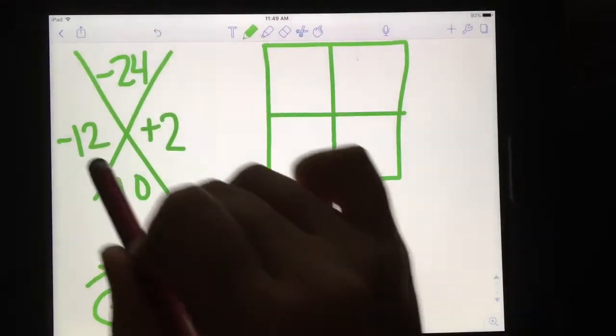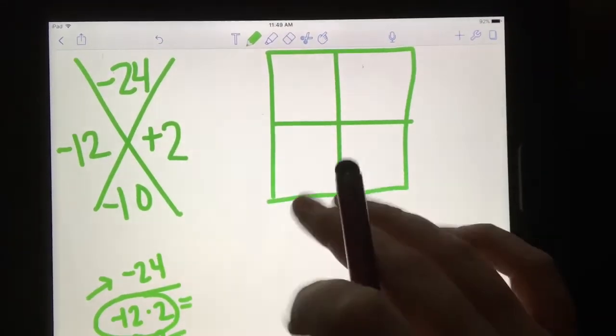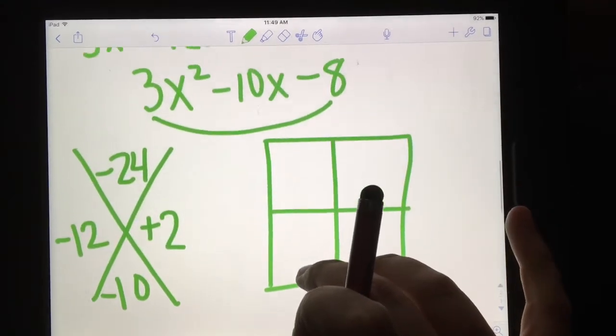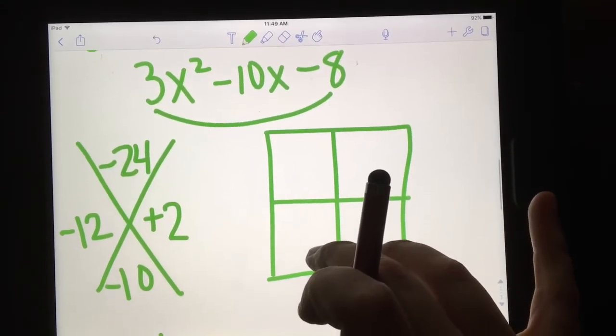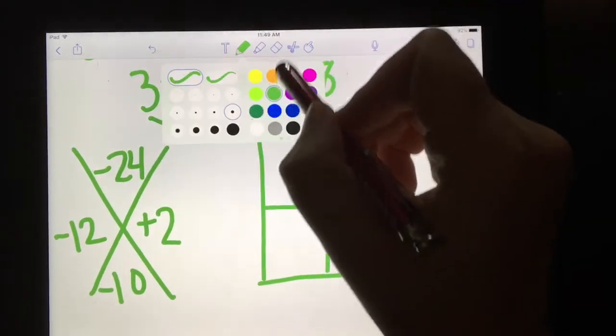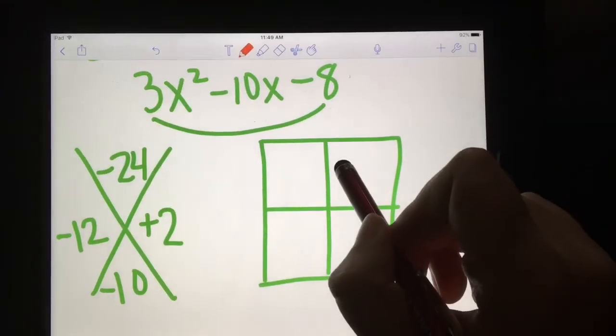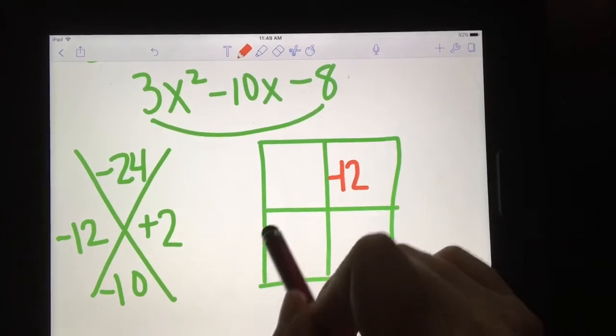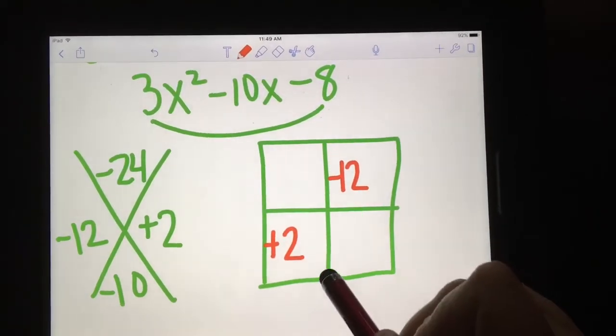And it doesn't matter if I have them switched. You'll still get the same answer at the very end of your problem. So now that I've figured out that my numbers are negative 12 and 2, I'm going to go ahead and put them into my box. So negative 12 and positive 2.